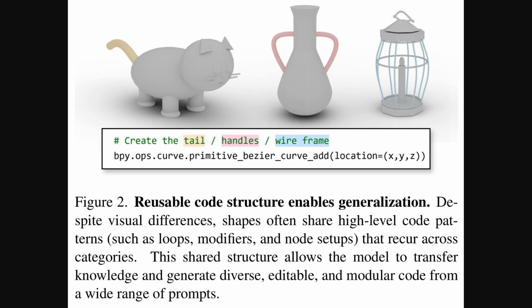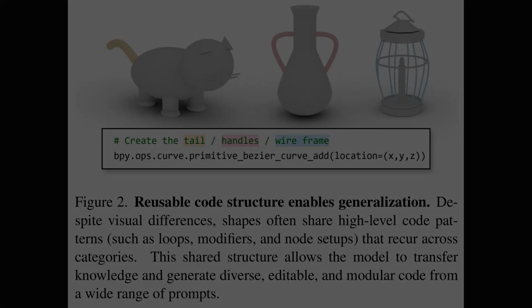Next, this visual emphasizes why writing code helps generalize across shapes. Focus on the graphics above the caption, where 3 different objects appear side by side. Despite looking unrelated, each uses the same Bezier curve operation to form a tail, a pair of handles, or a wireframe. Building on our earlier point about modular edits, a single reusable pattern becomes a shared building block, so the agents can transfer know-how while keeping each asset editable and localized.